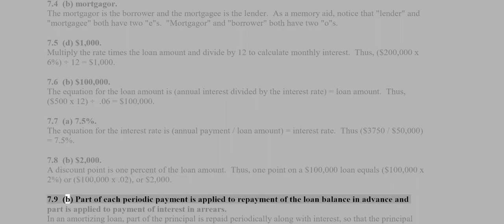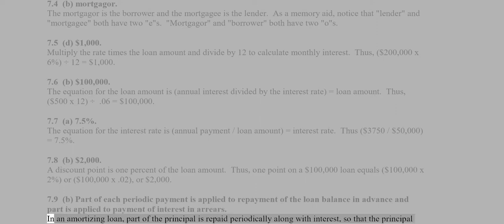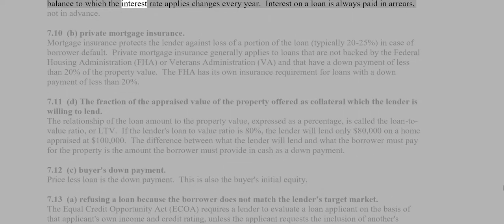7.9 b. Part of each periodic payment is applied to repayment of the loan balance in advance and part is applied to payment of interest in arrears. In an amortizing loan, part of the principal is repaid periodically along with interest, so that the principal balance decreases over the life of the loan. The annual interest is never the same, since the principal balance to which the interest rate applies changes every year. Interest on a loan is always paid in arrears, not in advance.